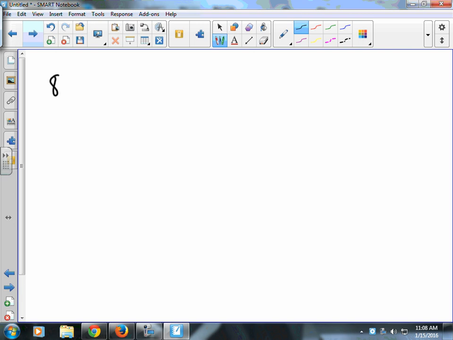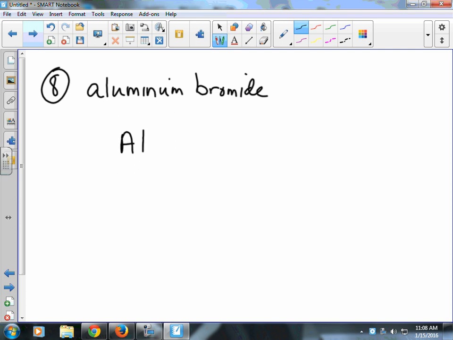Number 8. Aluminum bromide. Okay. Once again, we need the symbol and the charge. So, what's the symbol for aluminum? AL. It's got a +3 charge, +3 because it's in group 13. Good. Okay, bromide. BR has a -1.